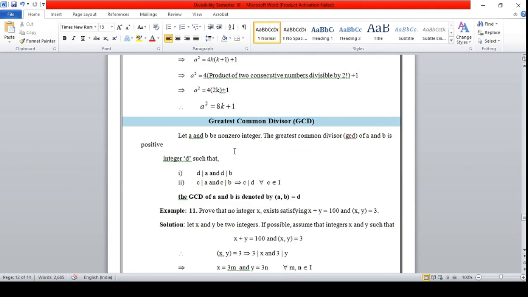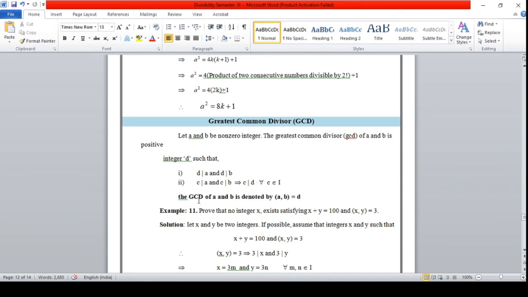Now this is the most important and interesting concept, GCD, greatest common divisor. This is already explained in 4th, 5th, 6th, 7th and lower classes. Let a and b be non-zero integers. The GCD or greatest common divisor of a and b is a positive integer d such that we have two conditions: d divides a, d divides b. Second condition, if c divides a and c divides b, then c divides d.